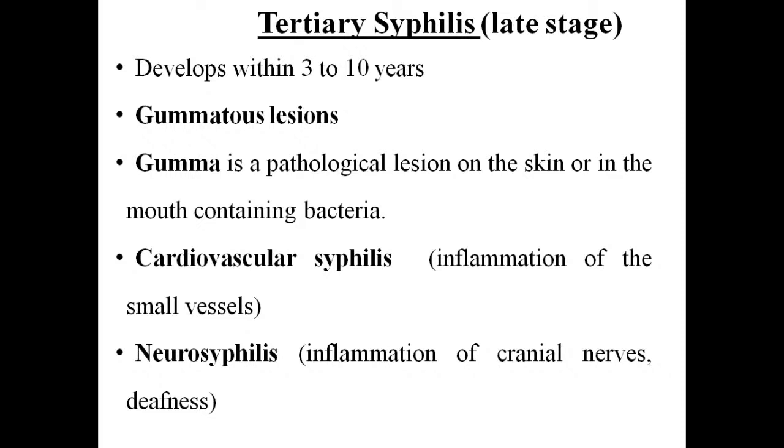Tertiary syphilis is also characterized by inflammation of the small blood vessels, that is called cardiovascular syphilis. Gummatose lesions or gumma are formed in blood vessels. And neurosyphilis, it is a final stage or final phase of tertiary syphilis, final result, that is characterized by inflammation of cranial nerves and deafness and full destruction of nervous system.